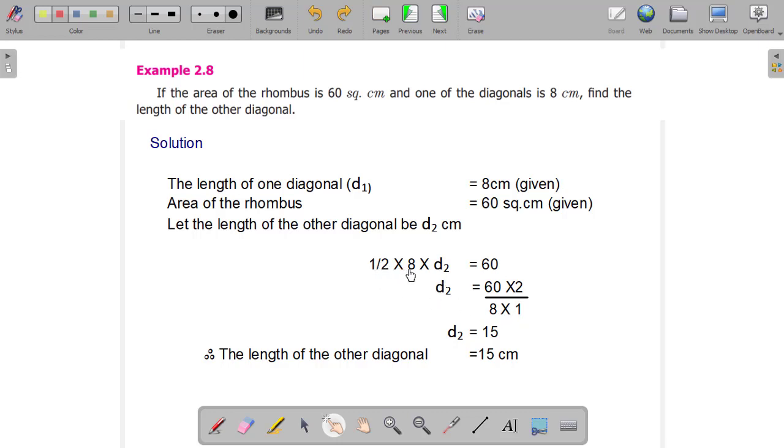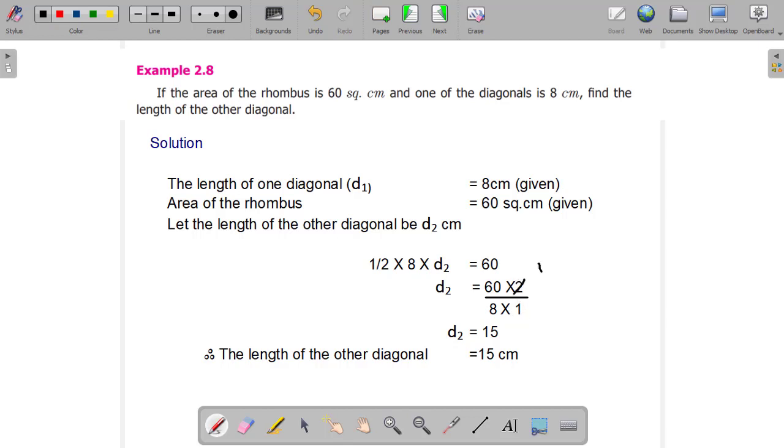If 8 goes to the other side, it is a multiplying factor on the left hand side, so it will become a dividing factor. The fraction will go as reciprocal. So the reciprocal of 1 by 2 is 2 by 1. So here we can easily simplify this.